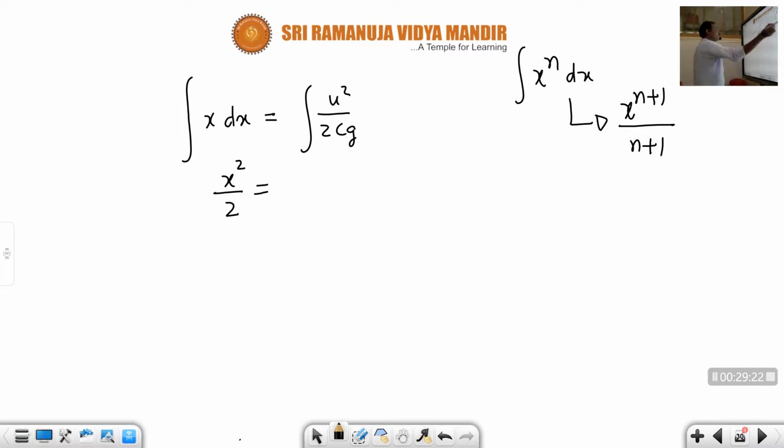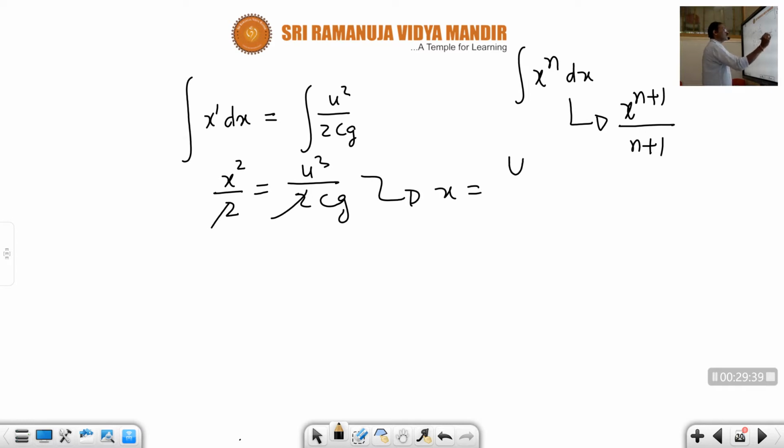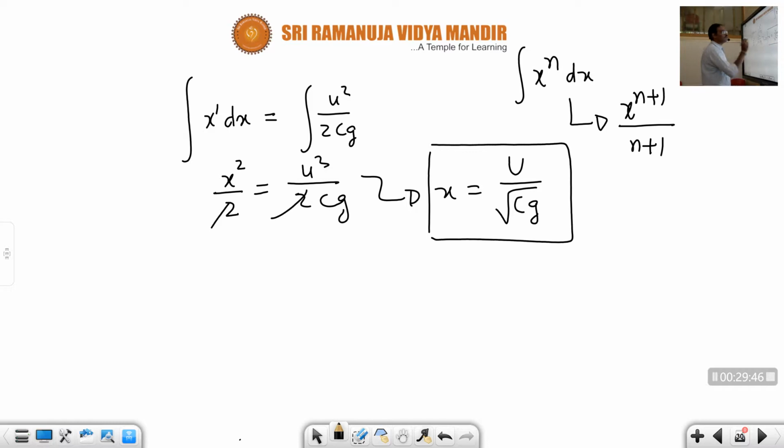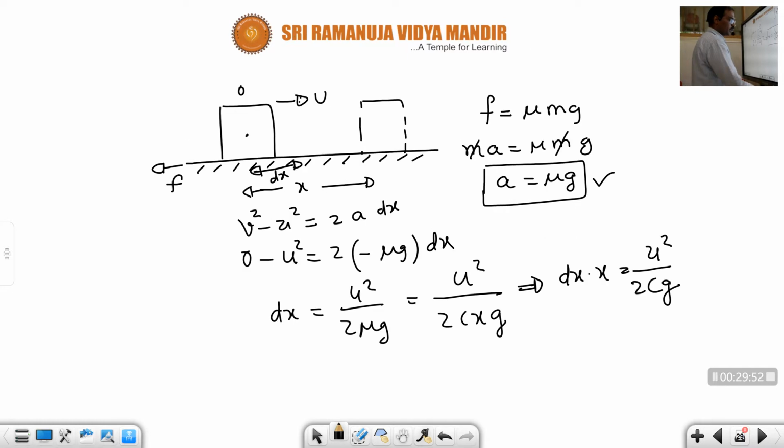In this situation, in place of x, here n is 1, and therefore x power n plus 1 means 1 plus 1, 2. So x square by 2 is equal to u square by 2cg, and 2 and 2 get cancelled, and then x is equal to u by root under cg. By traveling the maximum distance x equal to u by root cg, the body gets stopped over here.